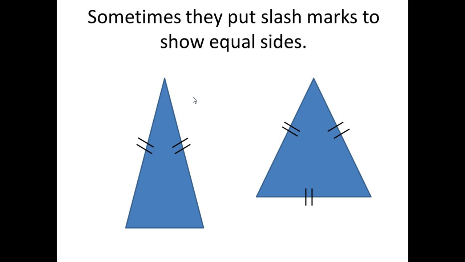Sometimes instead of people putting numbers beside the sides, they put slash marks. If they put slash marks, that's to let you know which sides are the same length. So in the triangle on the left, you have two slash marks on both of the somewhat vertical sides. That's to tell you those two sides are equal length. On the triangle on the right, all three of the sides have two marks on them. That's to let you know all the sides are equal.